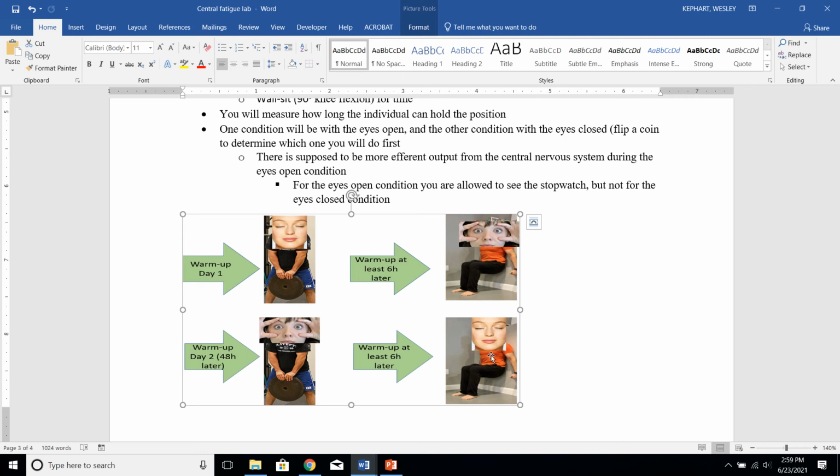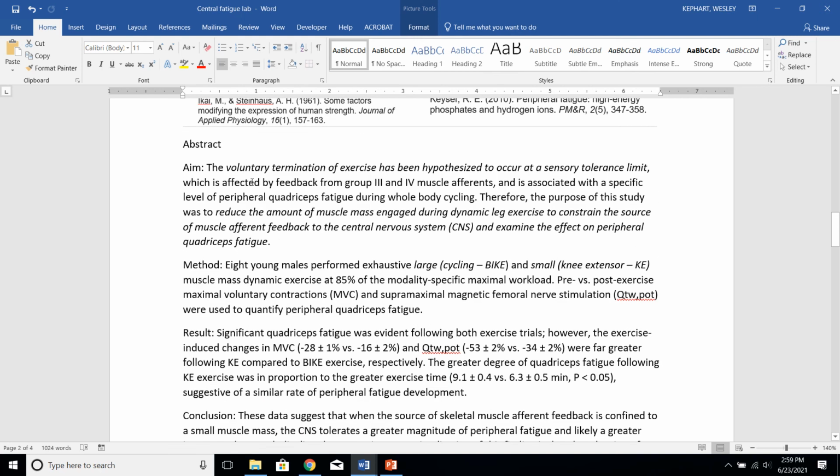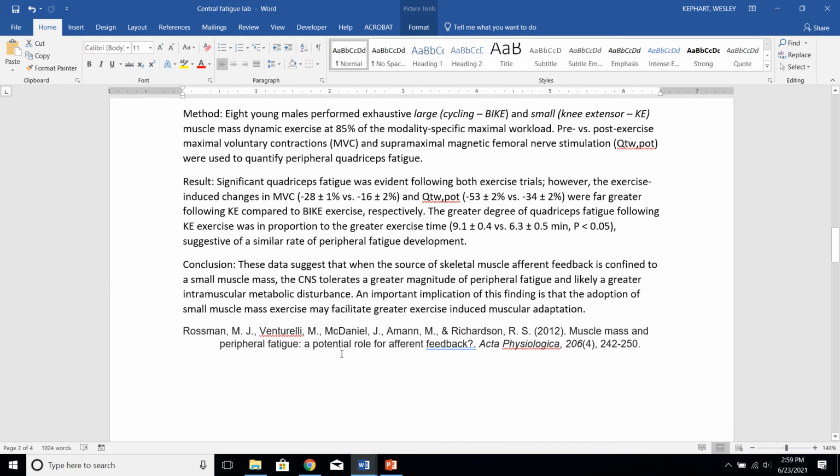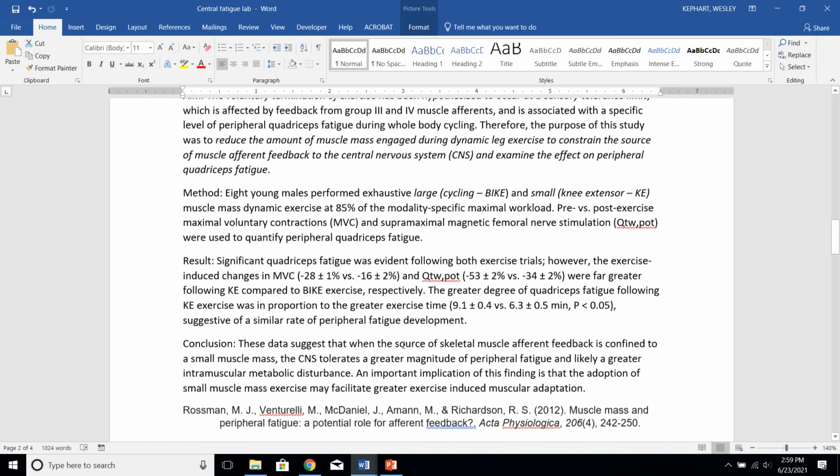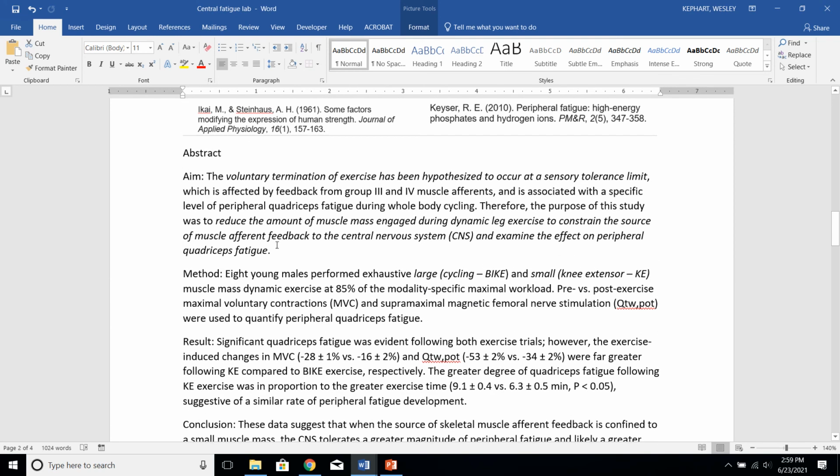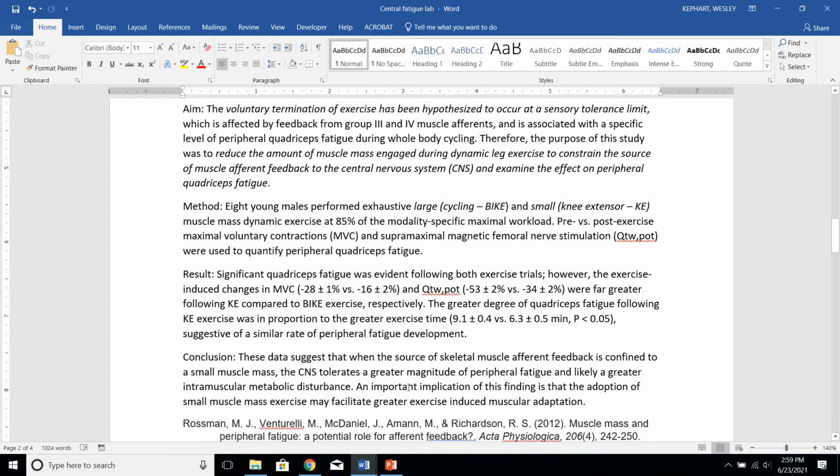My idea with this came somewhat from this particular study right here, muscle mass and peripheral fatigue, a potential role for afferent feedback. This study was actually really interesting. Not very many people in it, only 8 males, but they were trying to look at the differences in peripheral fatigue. So if you're using a lot of muscles versus fewer muscles, is there a difference in peripheral fatigue, or overall what's going on, sending afferent feedback to the brain? Well, they actually did find some pretty interesting stuff.